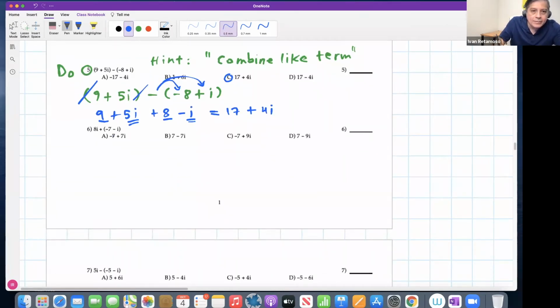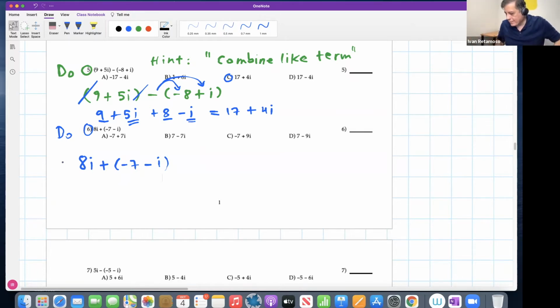Let me ask you now to do addition. So can you do this? I will write it here, 8i plus 9 minus 7 minus i. Can you figure this out? This is a complex number, but it's purely imaginary, right? The real part is 0, so don't worry about it. So just combine like terms, or you can use the formulas too if you want to. Now figure out what should be the sum of those two complex numbers.